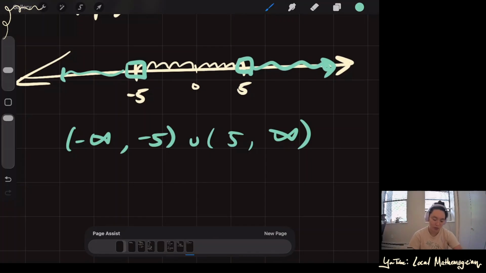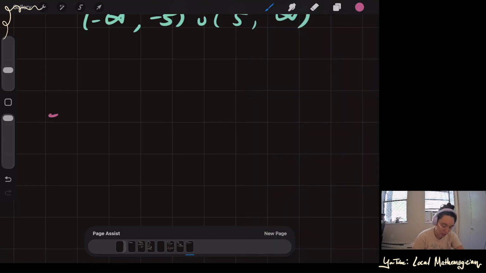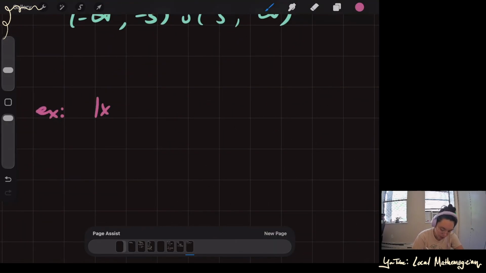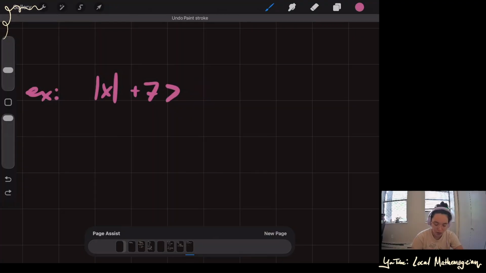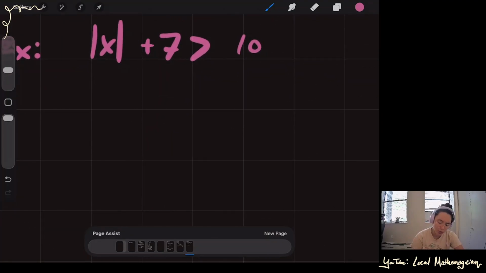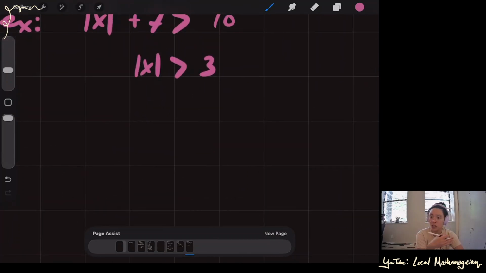Okay? So, what if you did a slightly harder example? Let's say you had absolute value of x plus 7 is greater than, not 2, 10. Well, you would solve it as you would usually, right? Subtract 7 on both sides, abs x is greater than 3, right? Which means you want outsides.